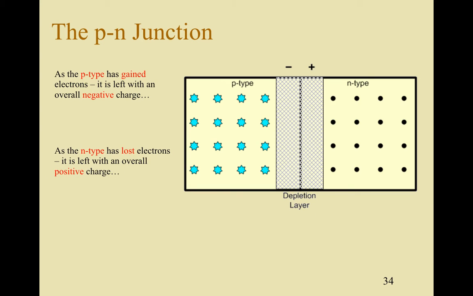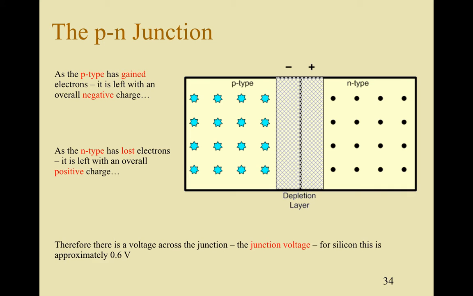Now that means there's a tiny, tiny voltage across the depletion layer, and we call that voltage the junction voltage. And basically what it is, it's the required voltage that you need to exert or push onto the p-n junction for charge carriers to flow through it.